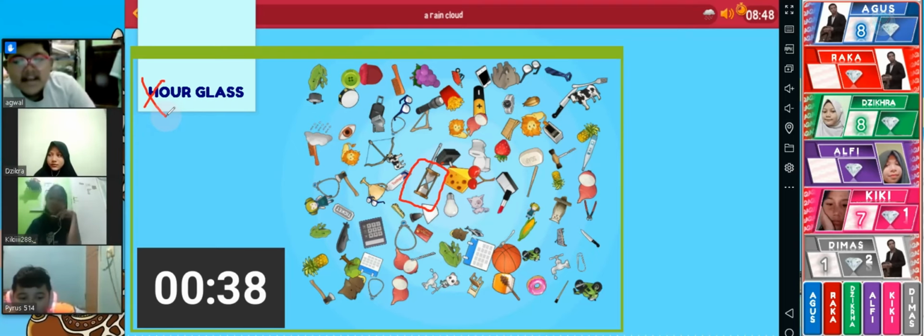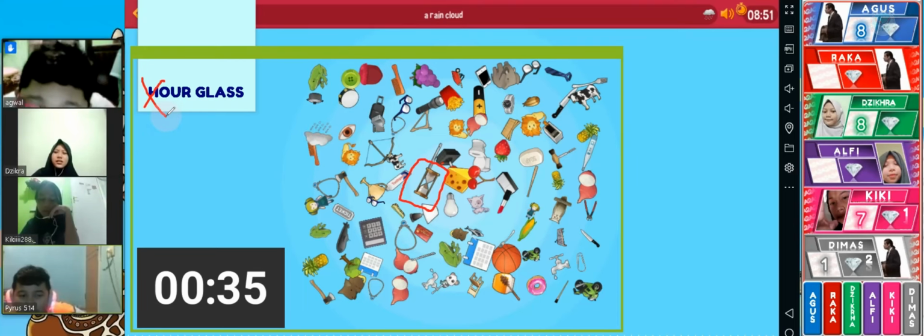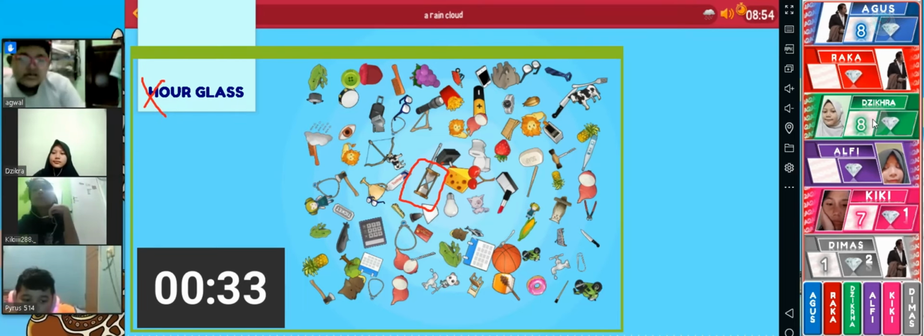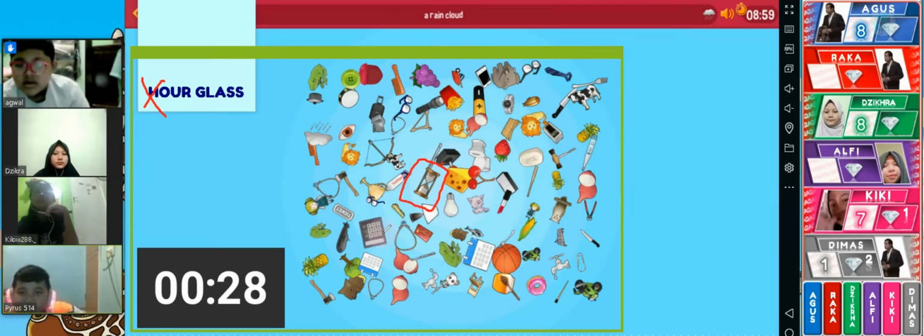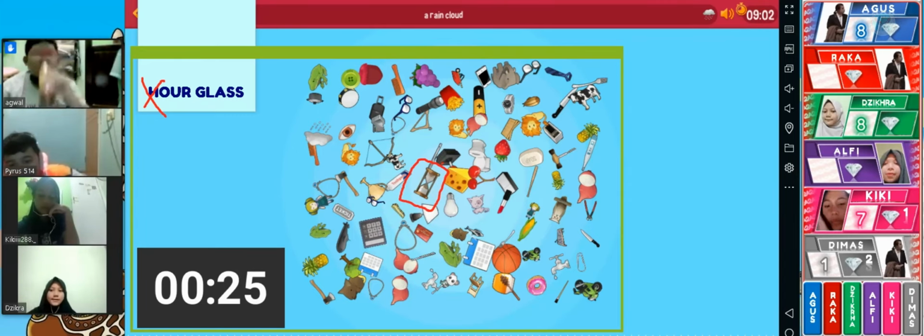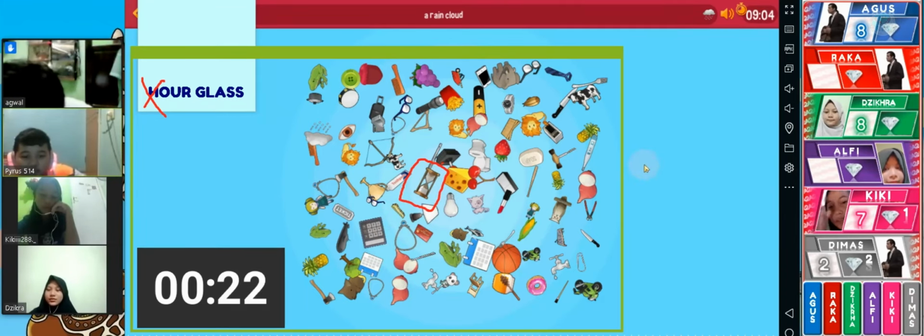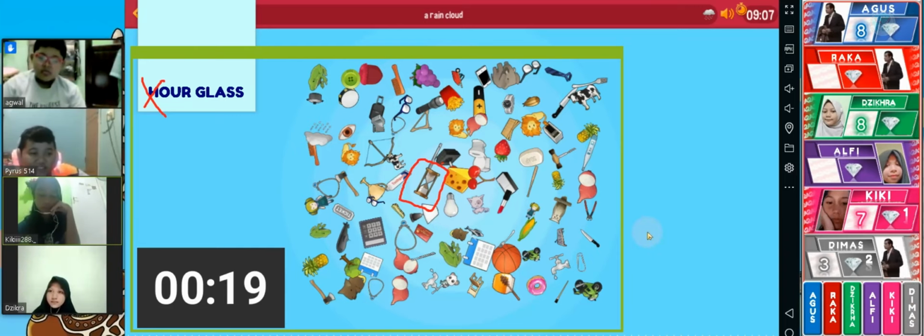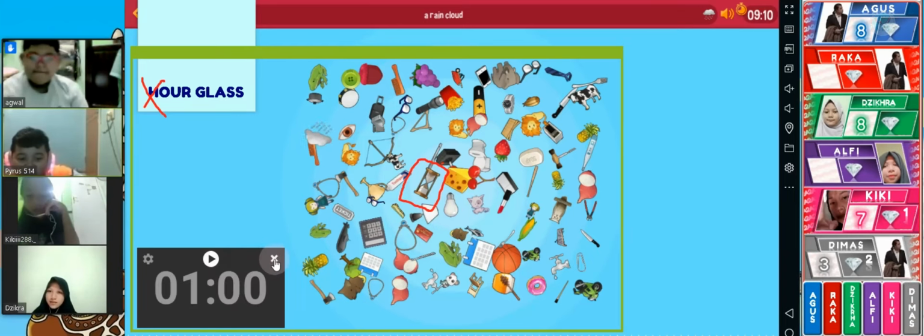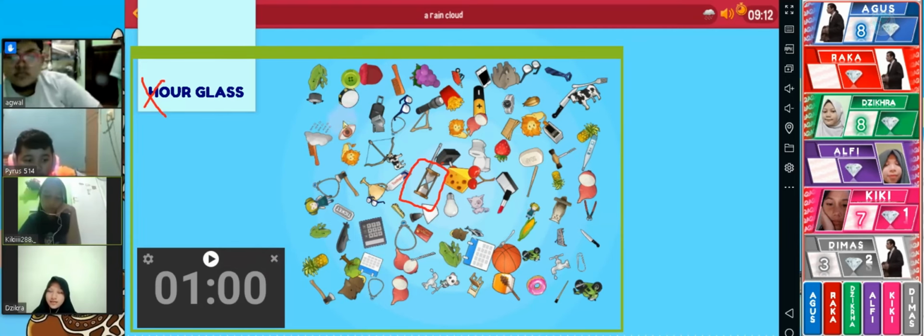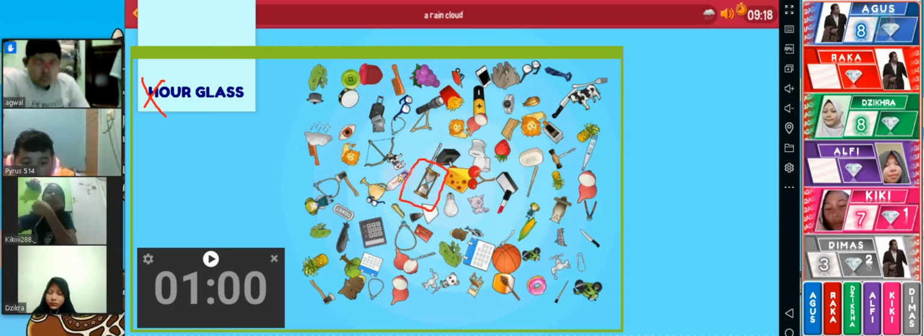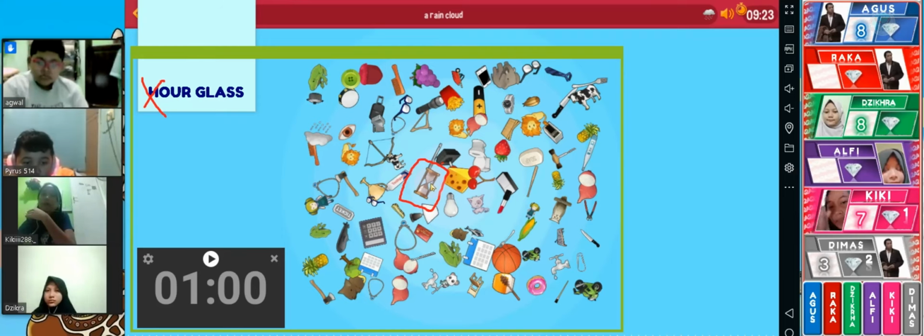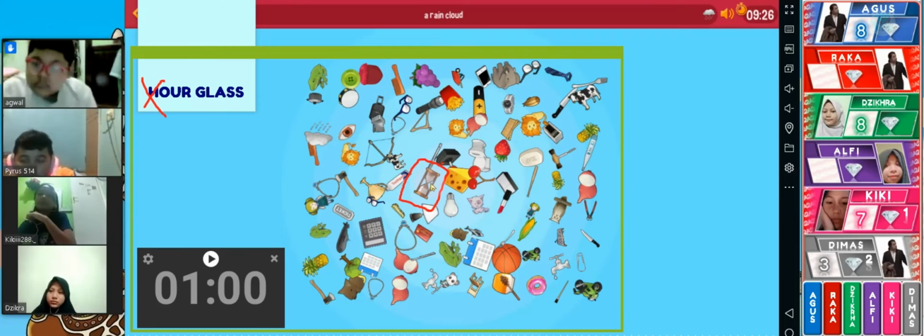Hourglass is like a clock, but it uses sand. It's like a stopwatch. Example in a sentence: a long time ago, we didn't have a clock or watch. That's why people used an hourglass to identify time, to use as a timer, like an alarm.